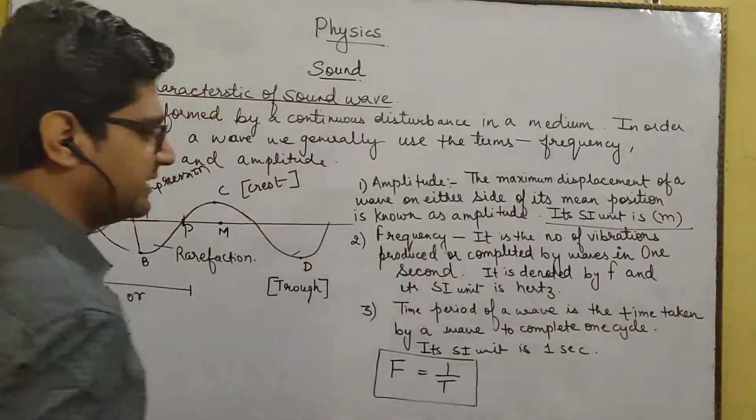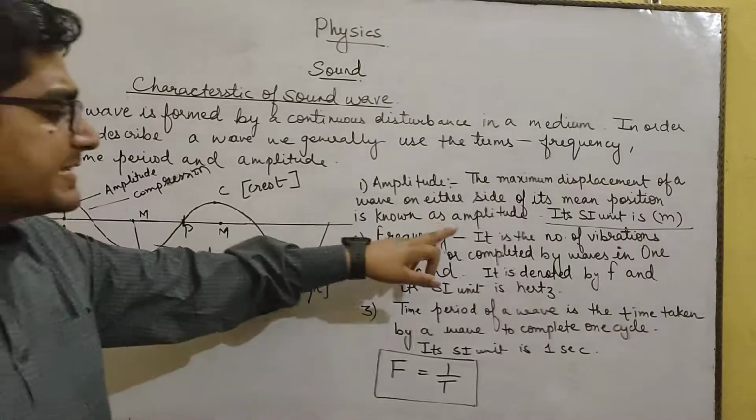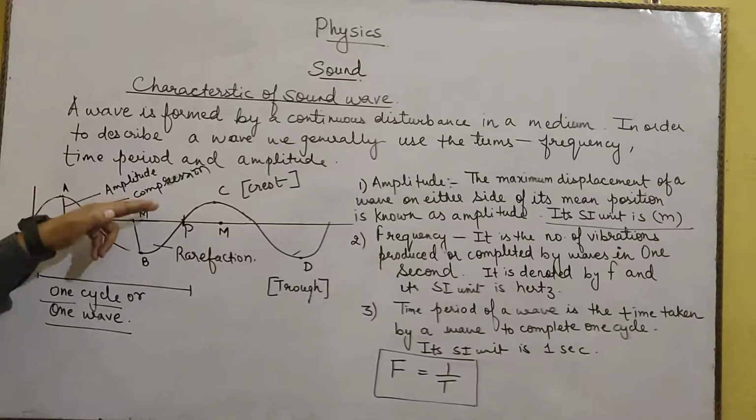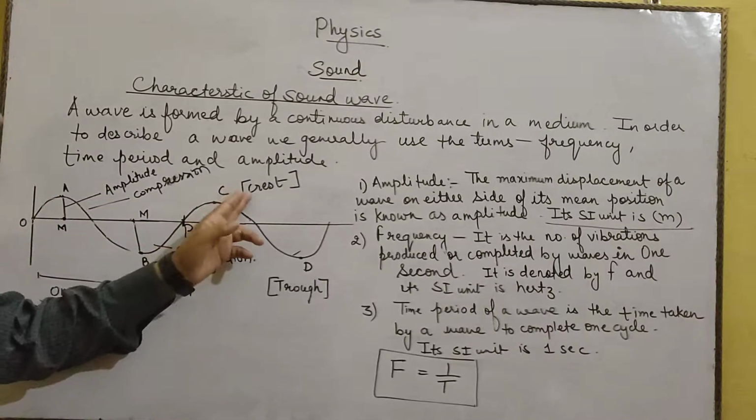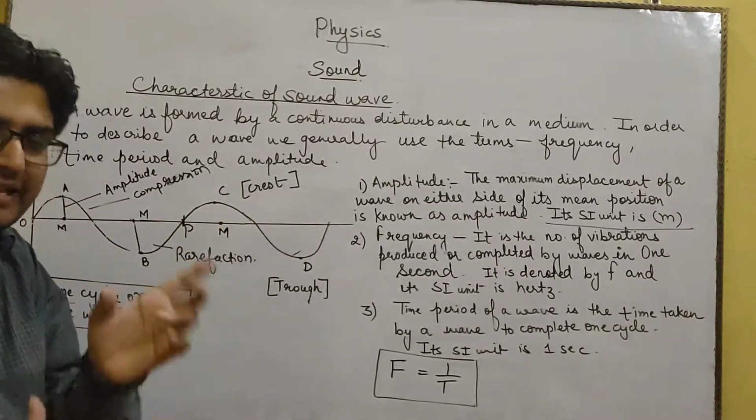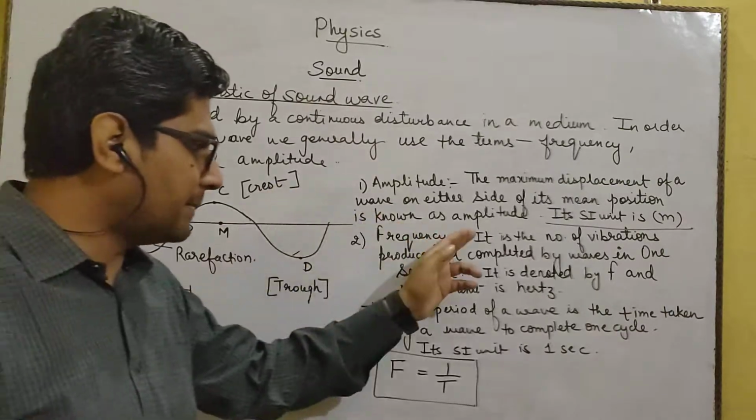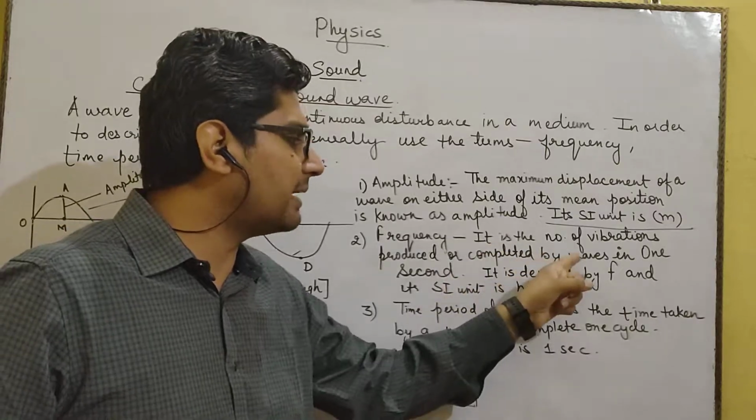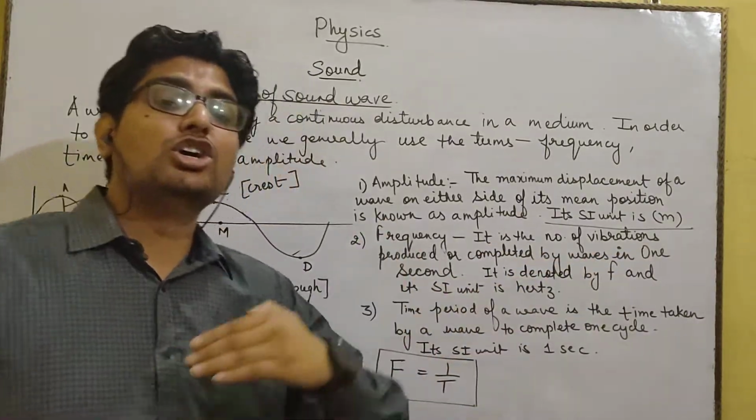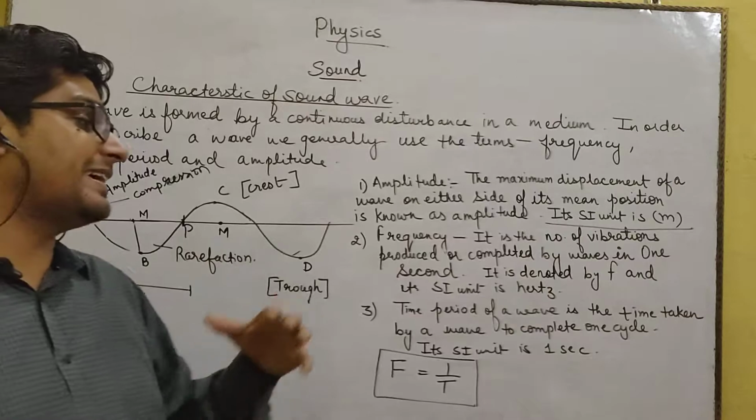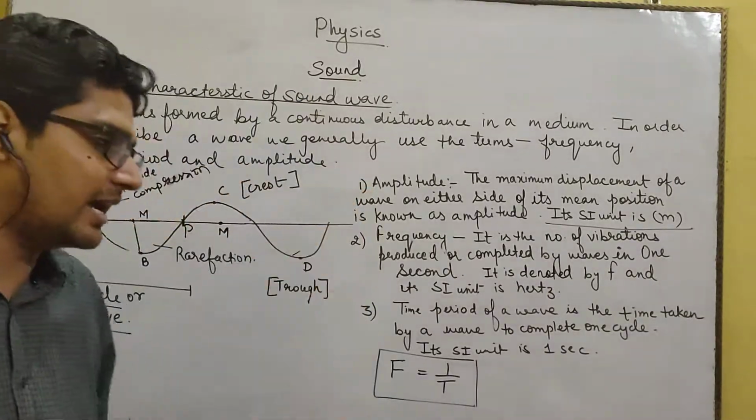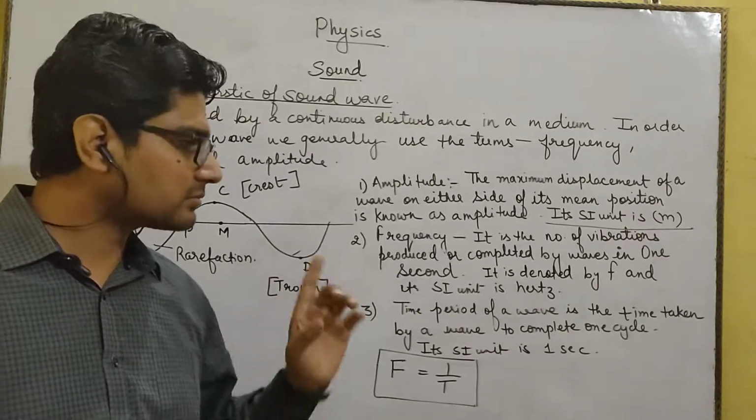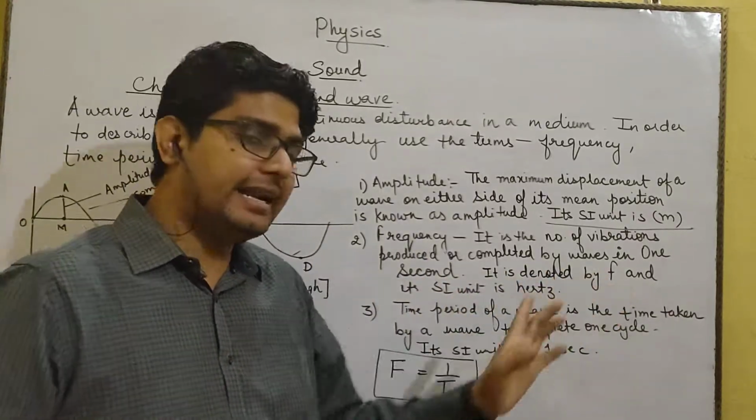So what is frequency? Let us talk about frequency. It is the number of vibrations. Number of vibrations means one to and fro motion, one compression and one rarefaction, or one crest and one trough. Together they are known as one wave. So it is the number of vibrations or number of waves produced or completed by a wave in 1 second. That is known as frequency, and it is denoted by letter F.